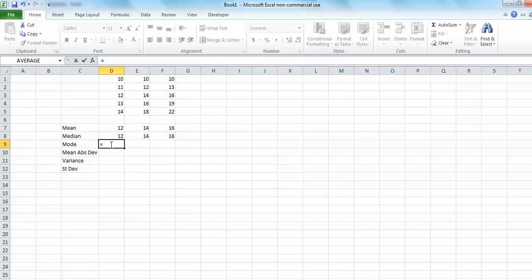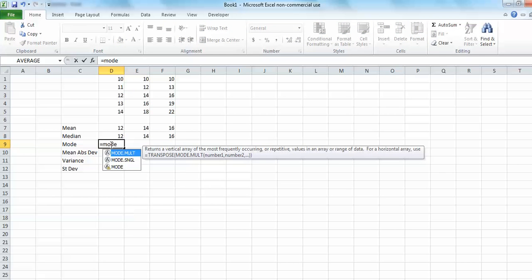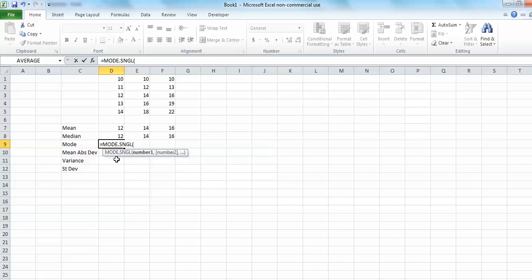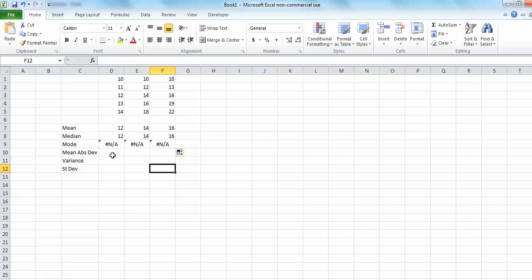We can do the same thing for the mode. You can choose mode single, highlight these numbers, and this actually doesn't have a mode because each number shows up once. And that's actually true for all 3 columns. None of them have a mode.